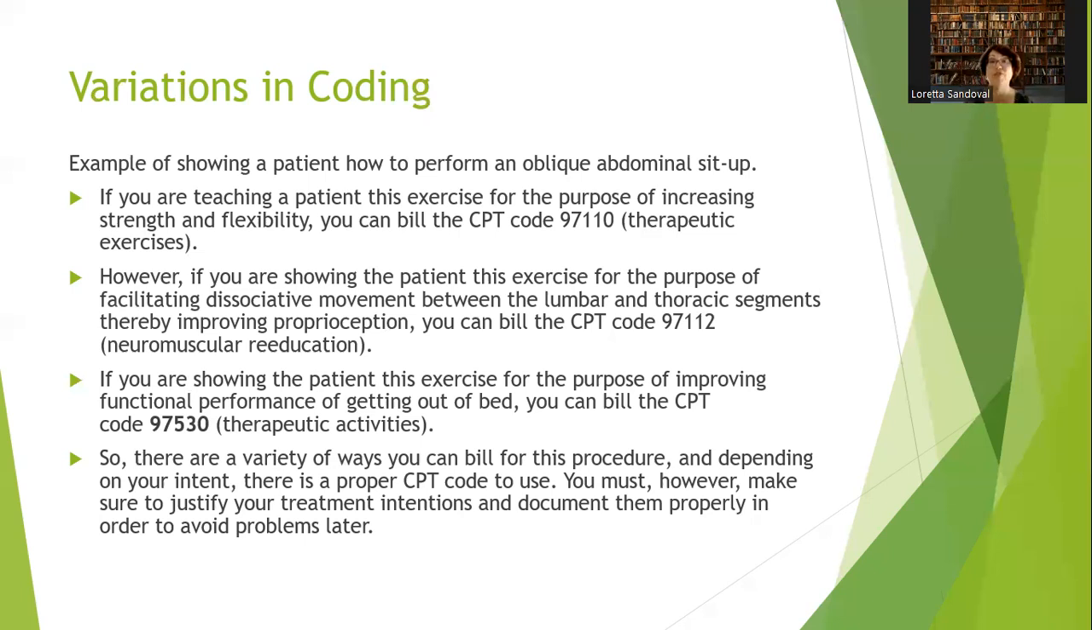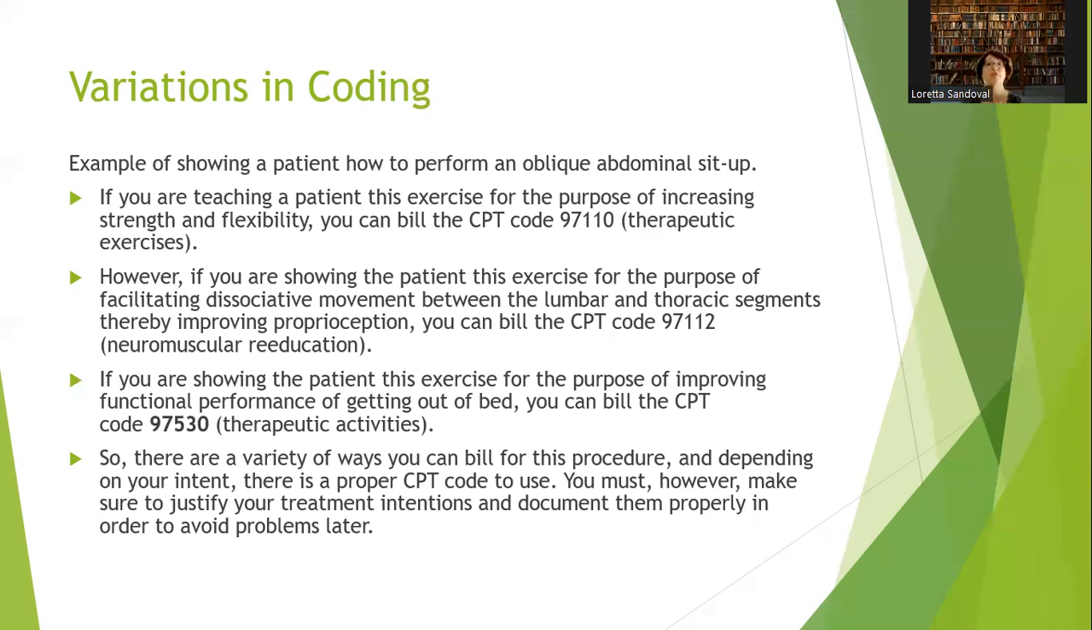Okay, however, if you're showing the patient the exercise for the purpose of facilitating dissociative movement between lumbar and thoracic segments, thereby improving proprioception, you can bill the code 97112 neuromuscular reeducation. Or if you're doing the exercise for the reason of improving axial mobility to decrease rigidity because they have Parkinson's disease, 97112. It's neuromuscular reeducation. You're not doing it just to get stronger and more flexible. You're doing it to re-educate the nervous system. And that's why we're charging neuromuscular reeducation.